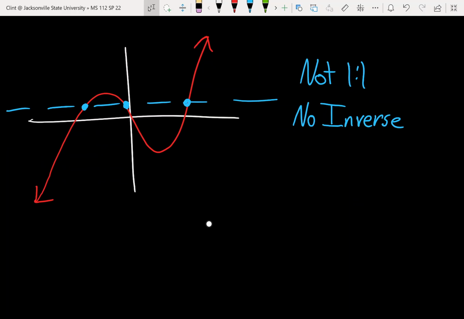Make sure they don't throw you any weird curveball graphs in here. Yeah, I'll give you a graph and say, is this function 1 to 1, or does this function have an inverse? That's either one.